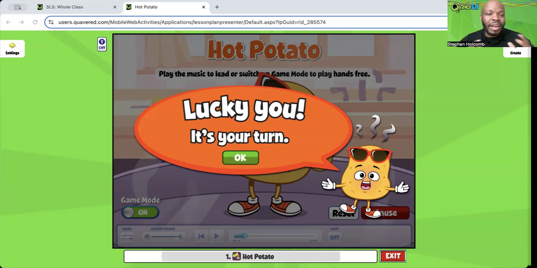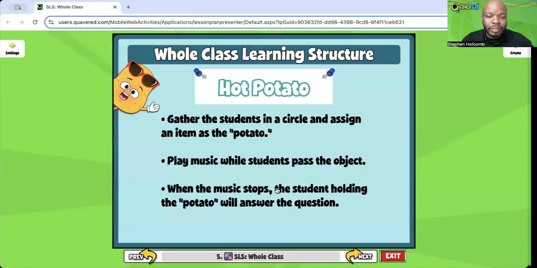So there's a variety of ways you can implement a hot potato social learning structure. But again, this is just a wonderful way for students to feel more welcome to give their answers in a fun and engaging way. With that being said, that's just one whole class learning structure that we would like to show.